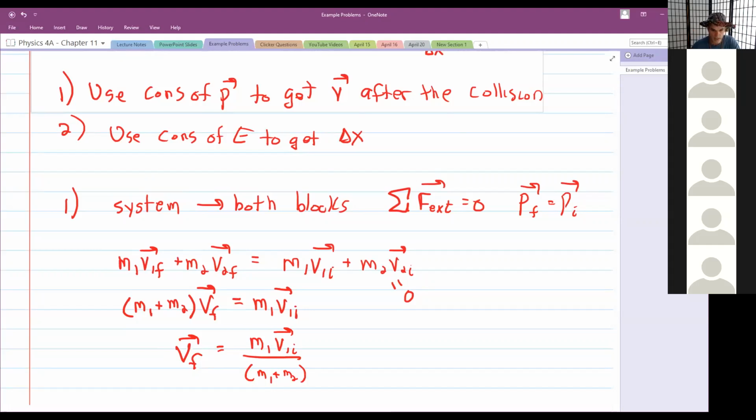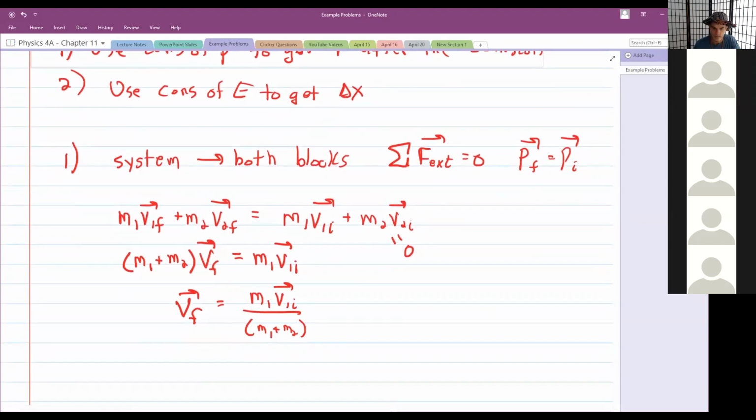We've got, move this down a bit. m1 is 2 kilograms, and it's initially moving at 4 meters per second.